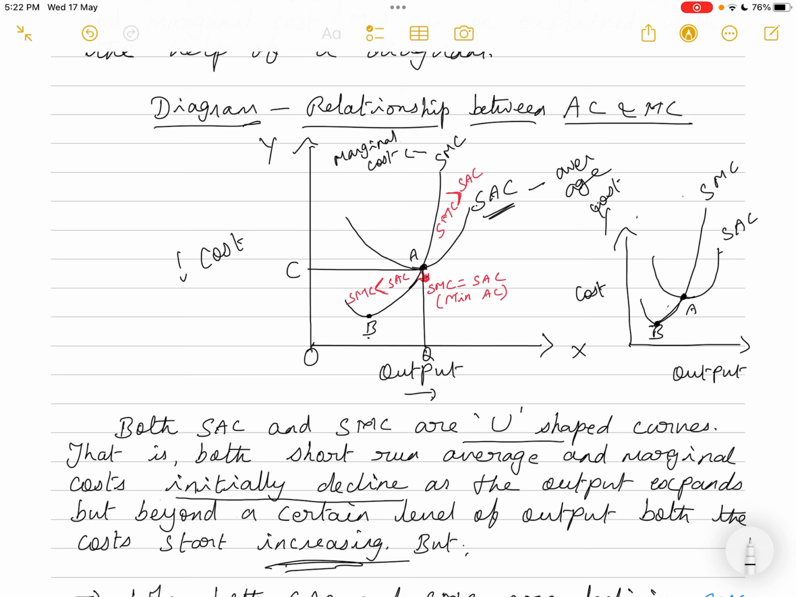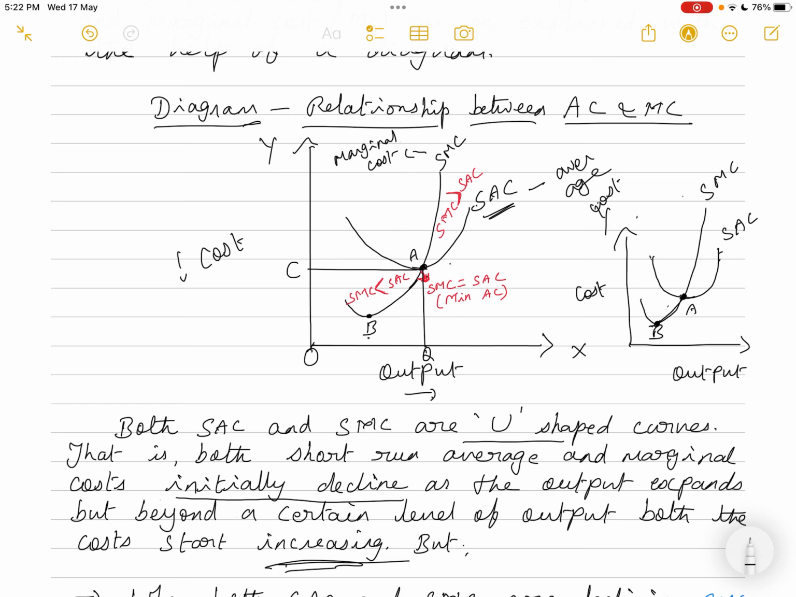So what you are observing, marginal cost reaches the minimum point before the average cost, and afterwards it intersects the average cost at its minimum point and then it starts increasing as the output keeps on increasing. So these are the shapes of average cost and marginal cost. If you are not understanding, this is how it is drawn.